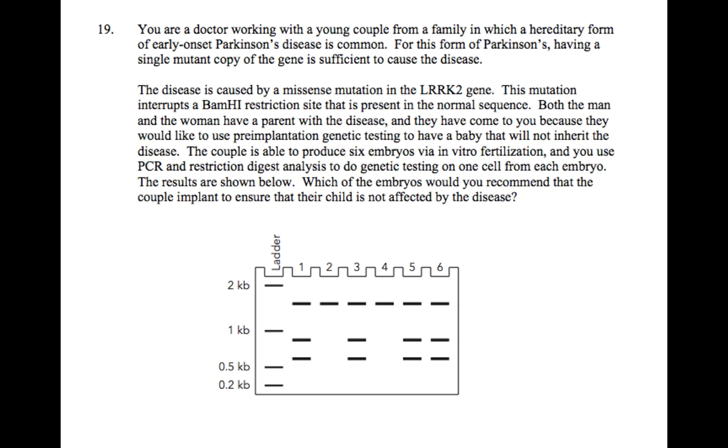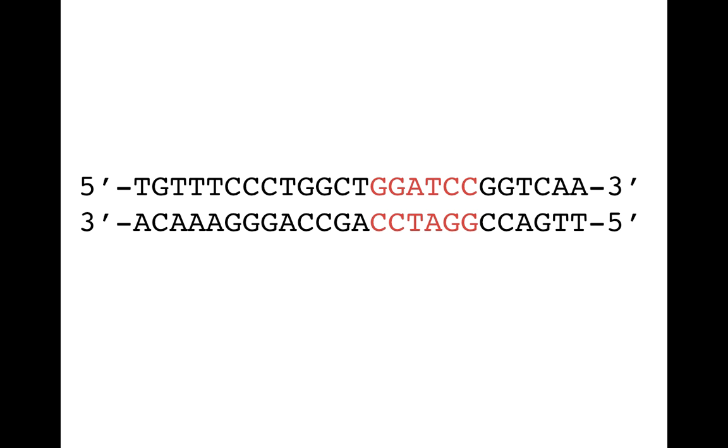So what is really at the core of this question is parsing out which banding patterns we expect to see with a mutant individual compared to the normal individual that has a BamHI site in their LRRK2 gene. For simplicity's sake, let's say that this is the part of the LRRK2 gene that we care about. It's obviously not the exact sequence, and in reality the gene is many more base pairs long. But we're only focusing on this one section for our purposes. We've already carried out PCR to amplify the DNA fragment we care about, and we can see here that the BamHI restriction site is outlined in red, and it's present in this copy of the gene.